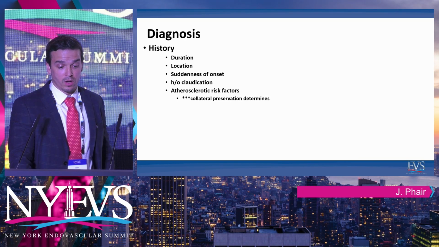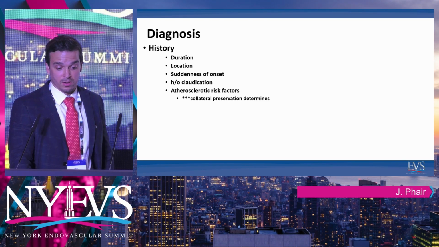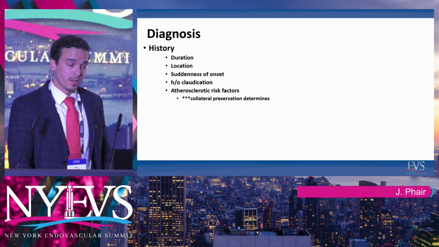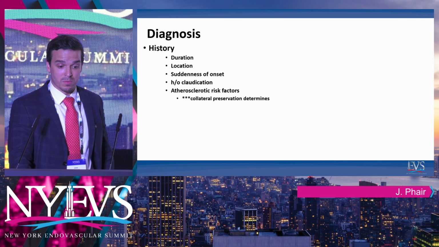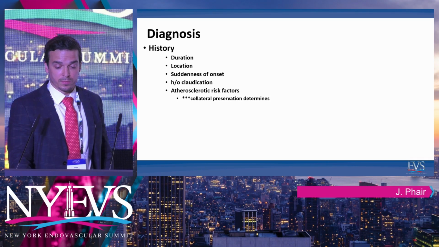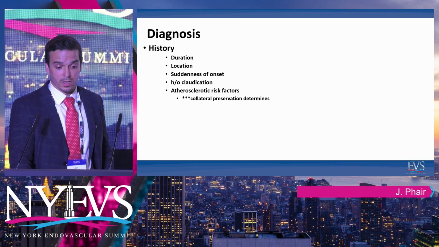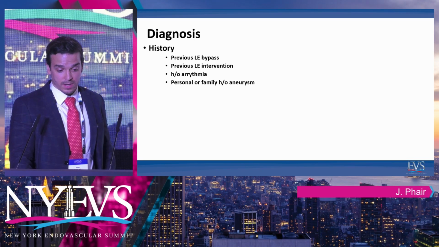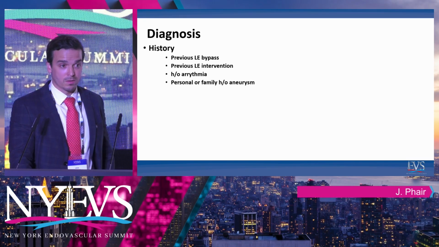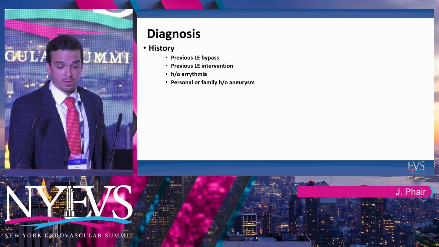In addition, you want to look for other atherosclerotic risk factors, as patients who have chronic vascular disease or chronic coronary disease may have collateral flow that can diminish the severity of their symptoms and allow you a different, prolonged treatment range as opposed to someone who is more of a de novo presentation. Like I said, you want to look at the history: prior bypasses, prior lower extremity interventions, history of arrhythmia, and also aneurysm, whether it's personal or family history.